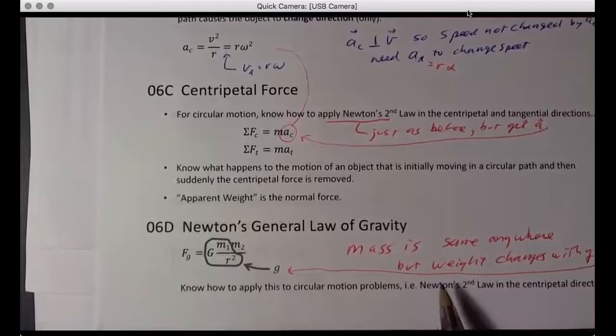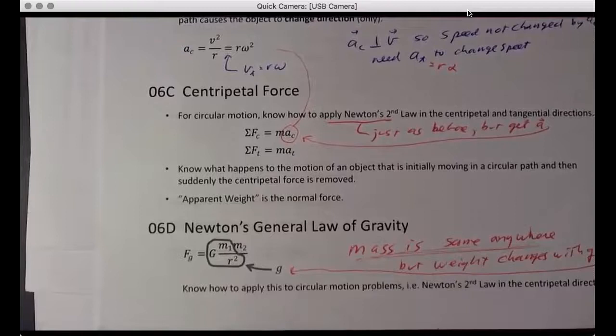And this is key to solving problems that use this, because we'll often ask you, what's the weight on one planet when you know the weight on another planet? Let's see if I have any of those handy here.